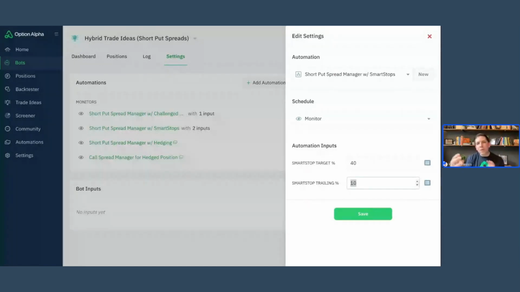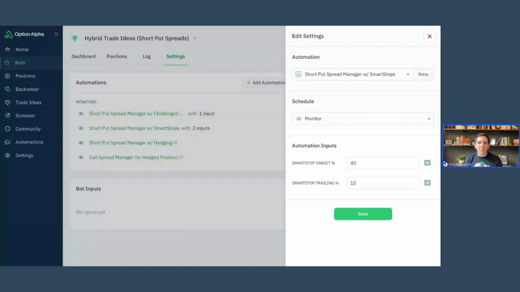But what happens between 0 and 50%? That's where you could do a monitor automation using smart stops. And you could say, look, once I get to 40% profit, I don't want to exit the position yet, but I want to start trailing it by 10%. So that if it gets to 40% and then it goes back down to 30%, get me out. Now the monitor automation would get you out at that point, not the exit option, because that triggered first. So now you have both of these working together with your bots. You can do these possible combinations if you want to.